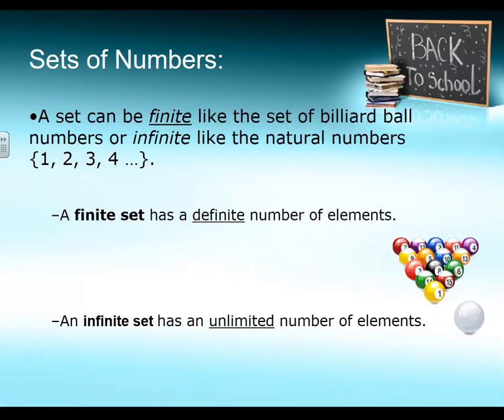All right, sets of numbers. A set can be finite, like a set of billiard balls. Numbers are infinite, like the natural numbers. So we have finite sets, which means they have a limited number of items in the set, or it can be infinite. So the counting numbers go on forever. You keep counting forever. This is just saying the same thing a different way. A finite set has a definite number of elements. An infinite set has an unlimited number of elements.